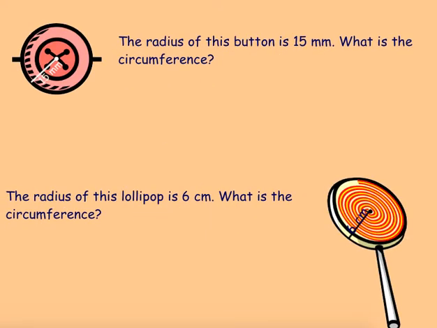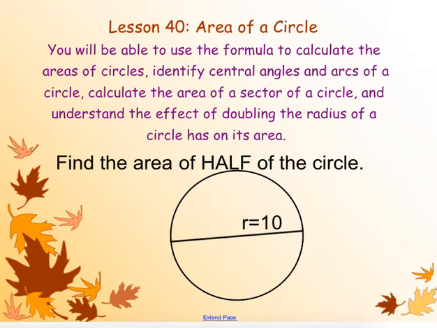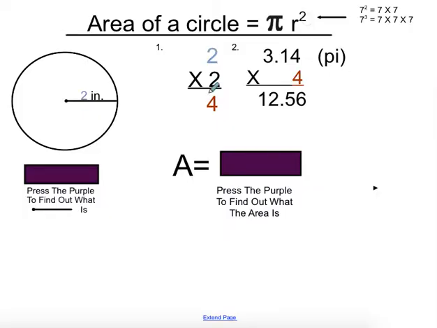And same with these two here, except for these are radius, so I'm going to have to multiply by 2 first and then multiply by pi. Now going on to area, there's a bunch of things that we're going to talk about. One, we're going to talk about the formula, how to actually find the area, but we're also going to look at pieces of our circle, which are called sectors.